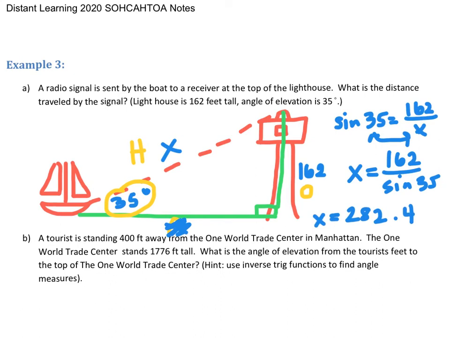So in our calculator, we'll take 162 divided by the sine of 35. Once we plug that in, we'll get 282.438, which stays the same when we round to the nearest tenth, since the 3 is less than 5. So our final answer is x equals 282.4.